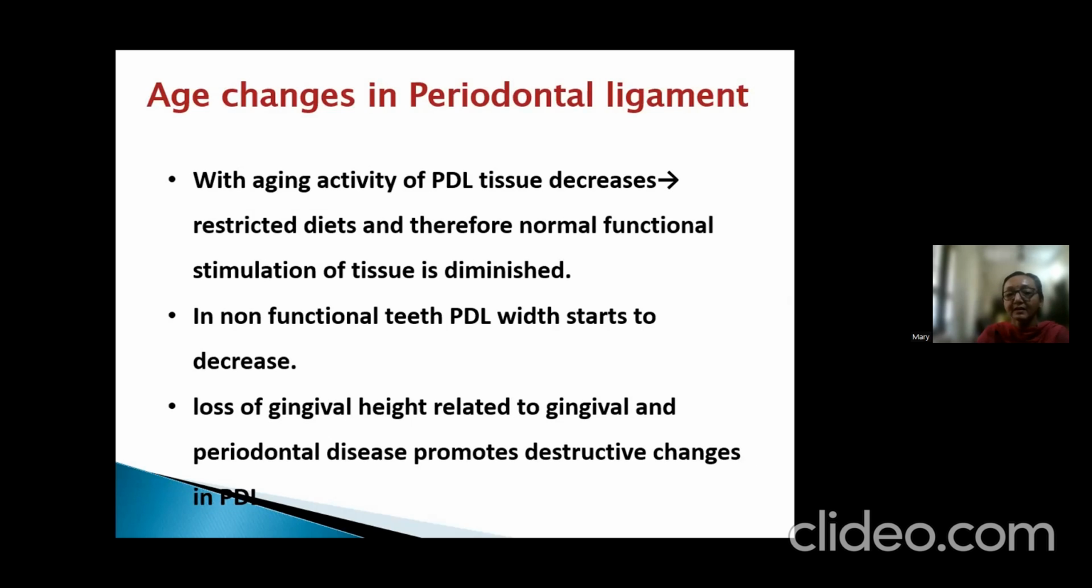That is the decrease in the width of the periodontal ligament, and this in turn will result in loss of gingival height, which could be related to or caused by gingival disease or periodontal disease. So all this comes hand in hand. So as the individual ages, the width of the periodontal ligament decreases.